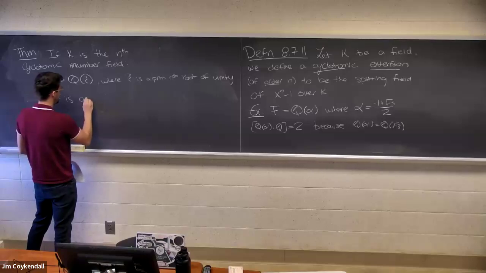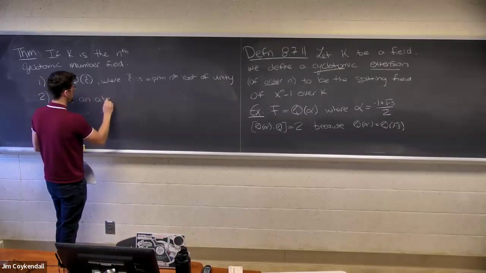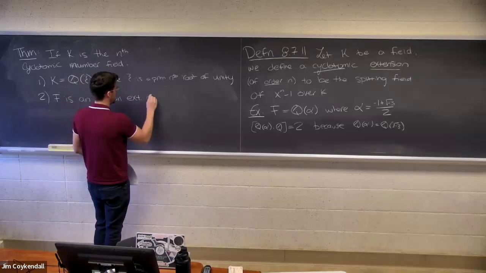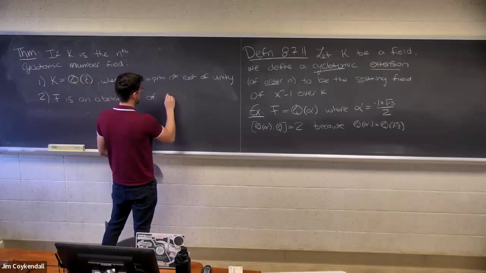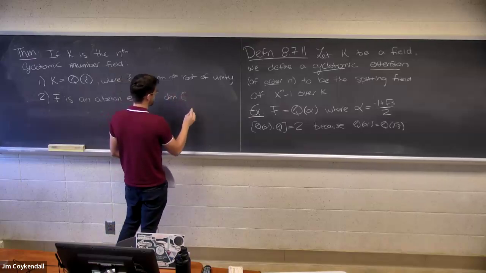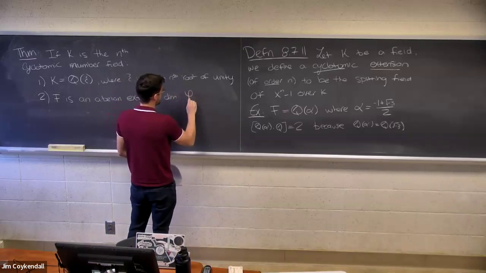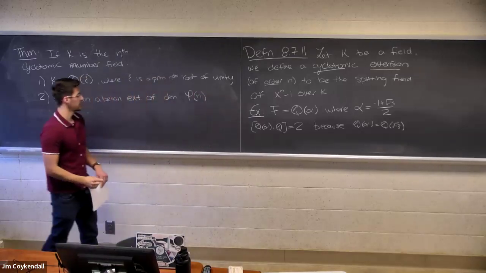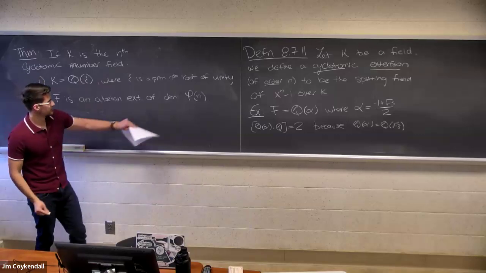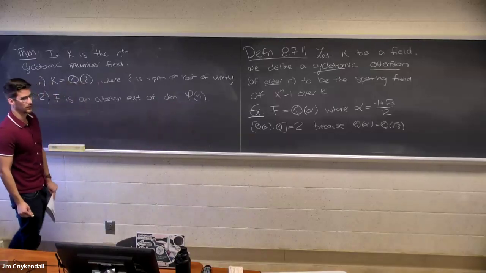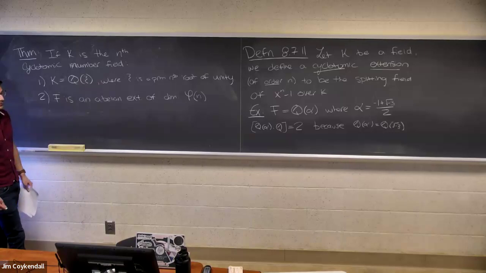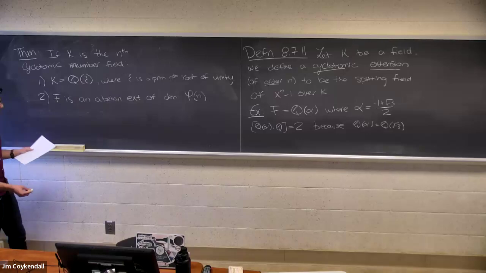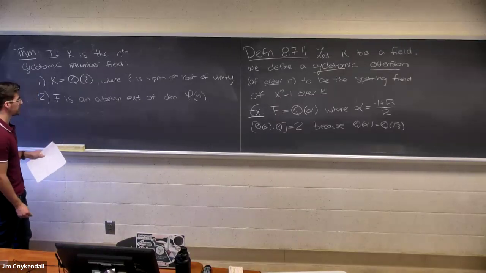So two, K is an abelian extension of dimension Euler phi of n. So this is just the number of elements relatively prime to n. So this is nice. It's an abelian extension. Something else that we would like.